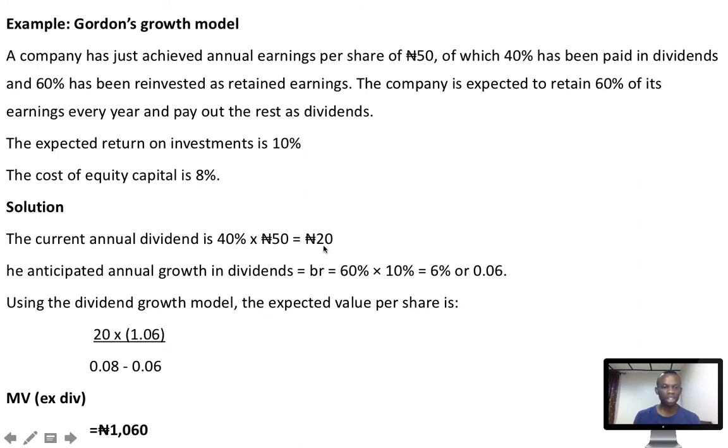Now using the dividend growth model, the expected value for the share is 20 times 1 plus 0.06, where 0.06 is the growth rate, divided by 0.08, which is the cost of equity, minus 0.06, which gives us 1,060 naira. 1,060 naira is the value of the company's share per share. That's what 1,060 naira is.